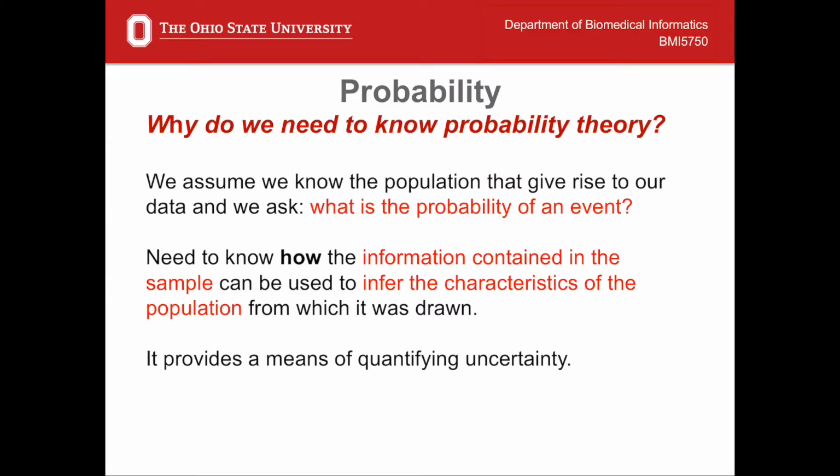Now we move on to the basic concept of probability. We need to think about why we need to know probability theory. Say we assume we know the population that gives rise to our data, and then we ask, what is the probability of an event? We need to know how the information contained in the sample can be used to infer the characteristics of a population from which it was drawn. It provides a means of quantifying uncertainty.